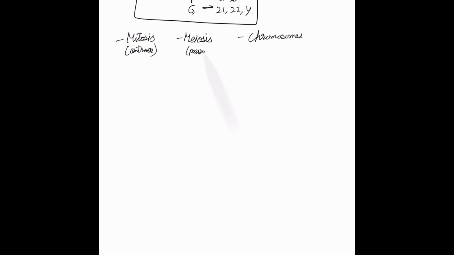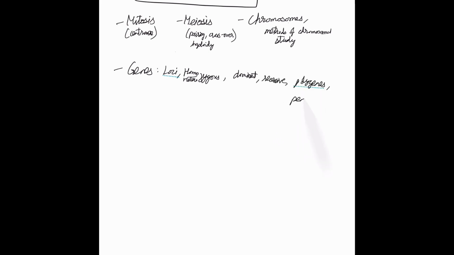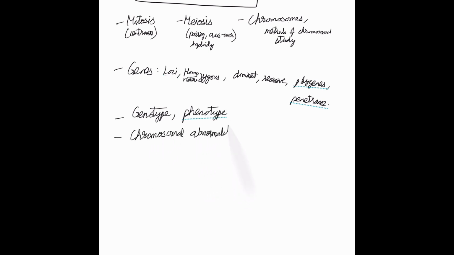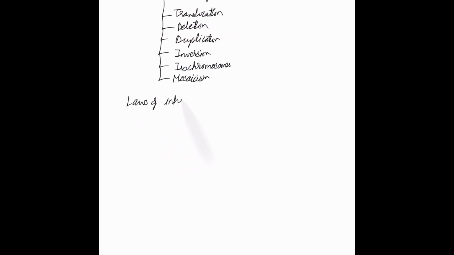Next, we should know what is mitosis, meiosis, and chromosomes. We also know about the centromere, pairing, crossover, haploidy, and the methods of chromosomal study. We then see genes, the loci, the concept of homo and heterozygosity, dominance, recessive, polygenes, and penetrance. Then we see what's a genotype, a phenotype, what are chromosomal anomalies. Due to non-disjunction, we can have trisomy or monosomy. We can also have translocation, deletion, duplication, inversion, and isochromosomes, and mosaicism.